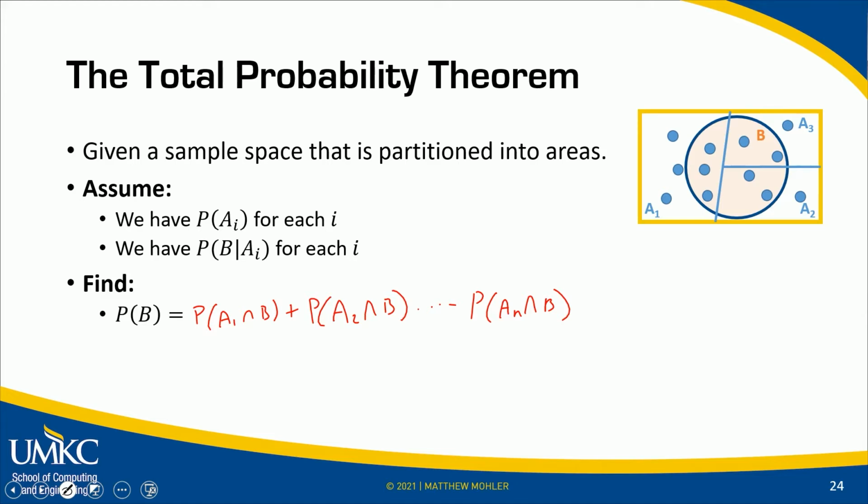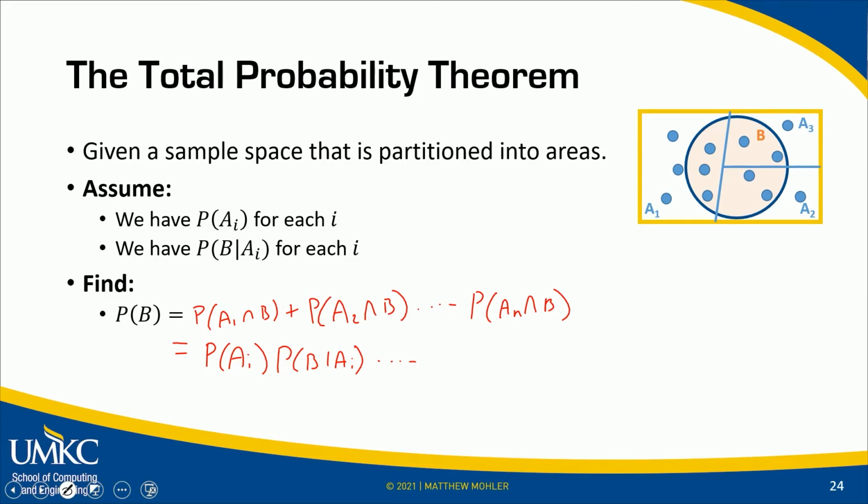Now, if we utilize conditional probabilities, we can rewrite this a little bit, and we can say that the probability of B is actually equal to the sum of the probability of A sub i multiplied by the probability of B given A sub i for all i's. So in the case above, it would be the probability of A sub 1 multiplied by the probability of B conditioned on A sub 1, then the same thing for A sub 2, and then the same thing for A sub 3, all added together.